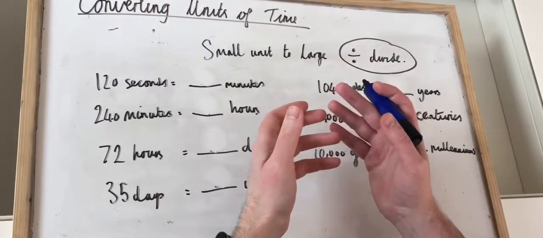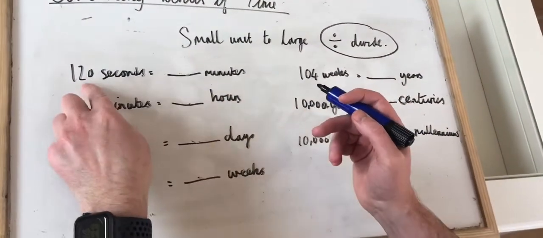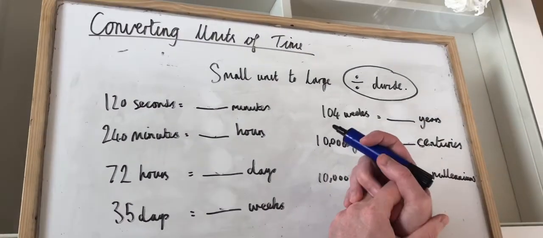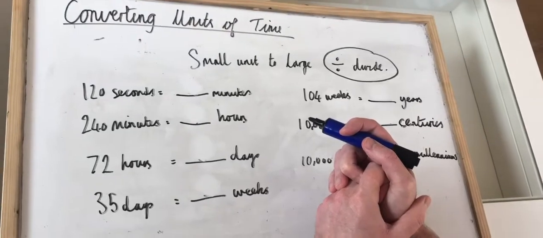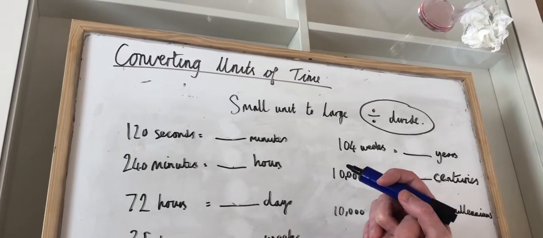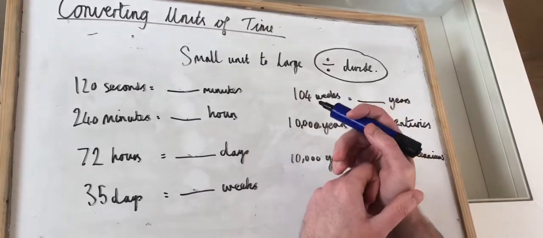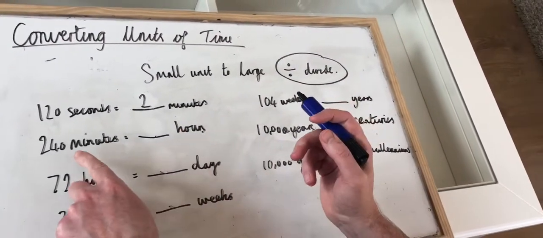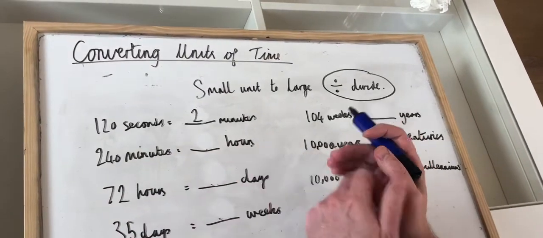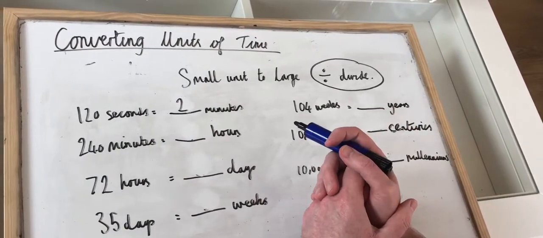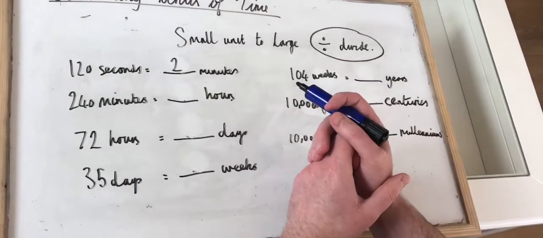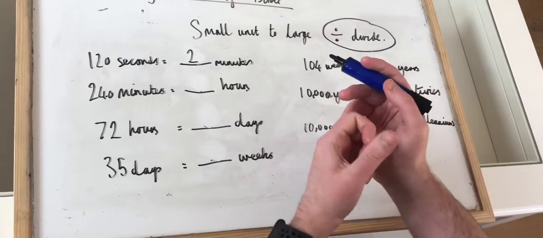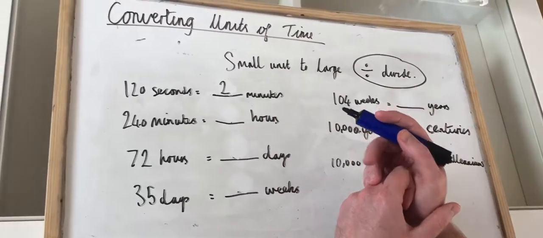So let's work through. 120 seconds equals how many minutes? 2. Brilliant. How do you know? Because 60 seconds equals 1 minute and 60 times by 2 is 120. Brilliant. So 2 lots of 60 is 120. 240 minutes equals how many hours? Well, in that case, we've got to think about our basic conversion rate, of 1 hour equals? 60 minutes. Brilliant.